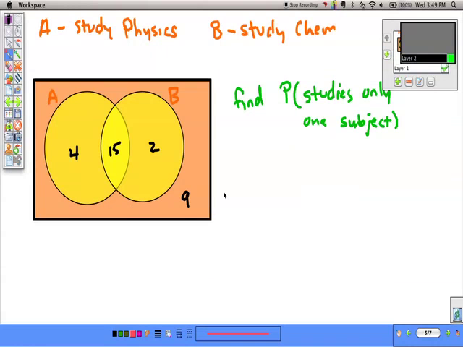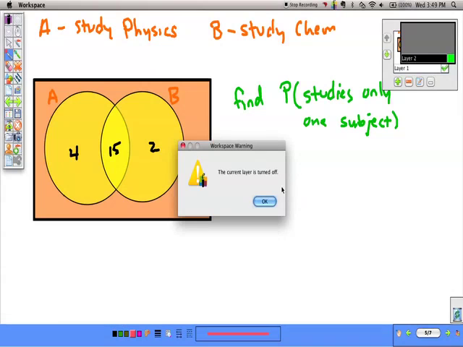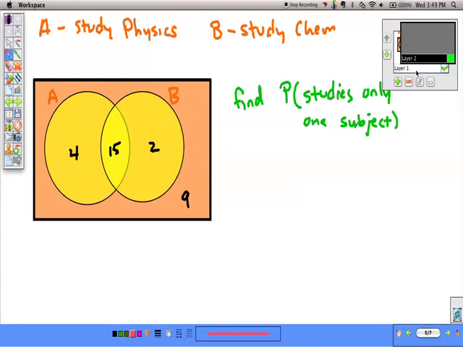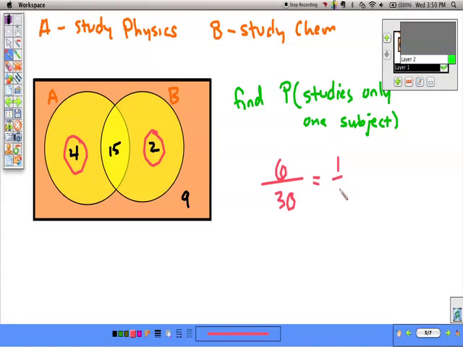Here's a problem. We have a Venn diagram. I want to know the probability that somebody studies only one subject. Well, for this we need the total number of people. Probability is successes out of total. So in this particular problem, there are 30 people total. Of those people, those 4 and these 2 only study one subject. These 15 study 1/5.